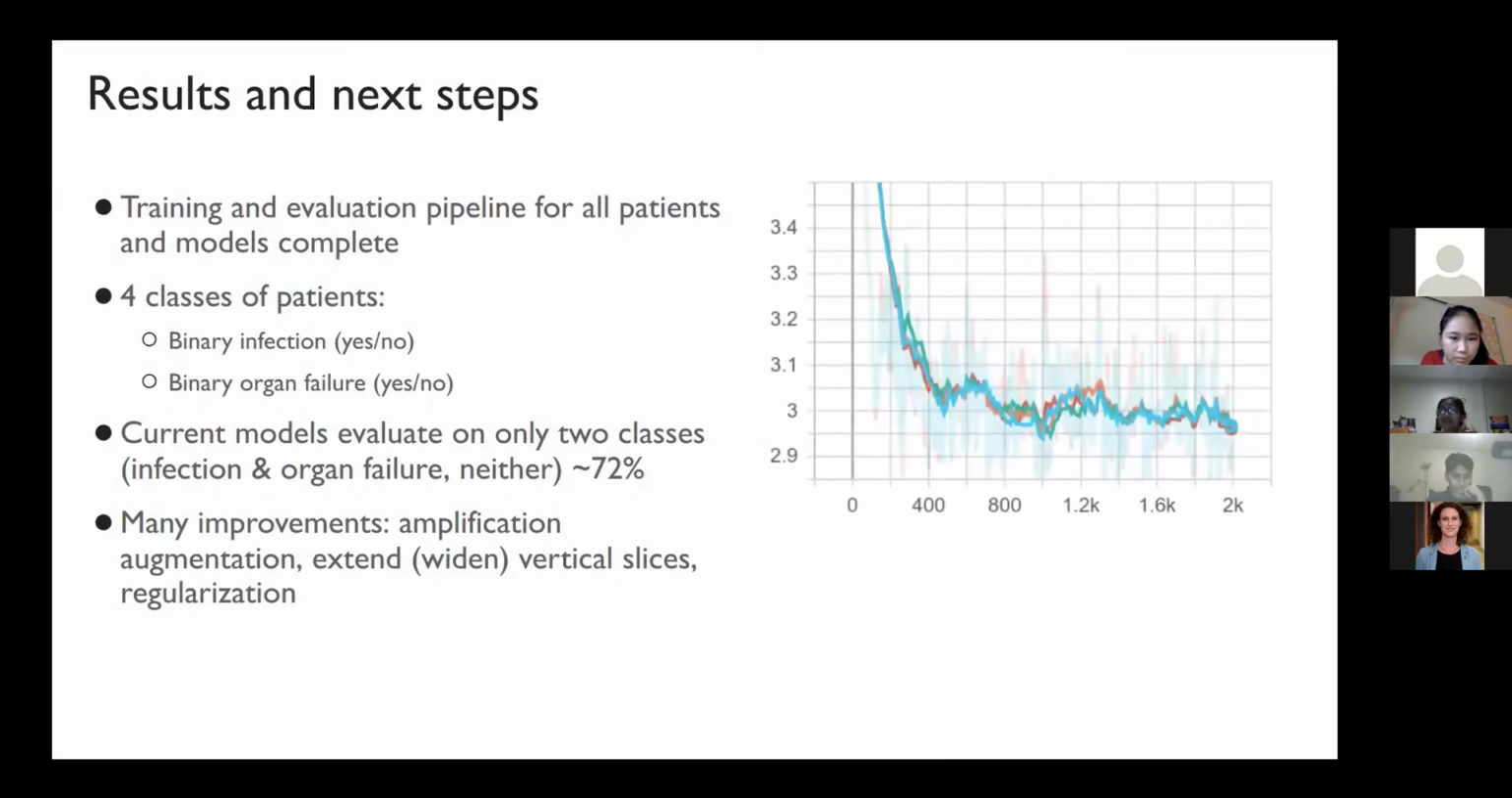For the next steps, I now have the training and evaluation pipeline for all patients and models complete. I have presented this at a healthcare summit already, and I'll also be presenting this next week at the NeurIPS conference. We have 4 classes of patients: binary infection and binary organ failure. On the current models, you get around 72% accuracy on 2 classes. So I look at the patients who have both infection and organ failure, and those who have neither.